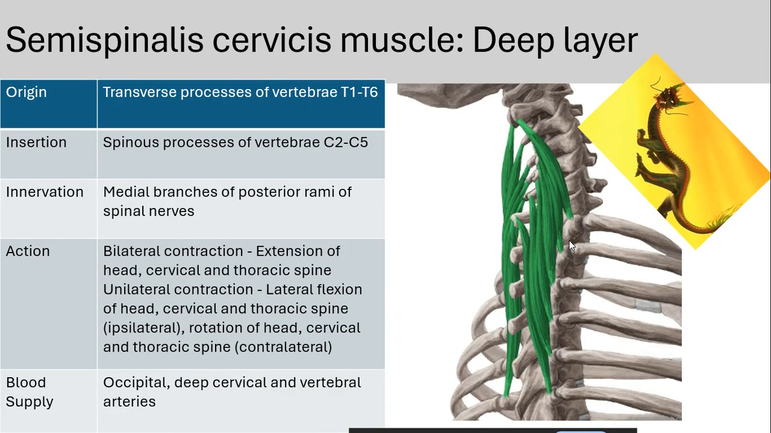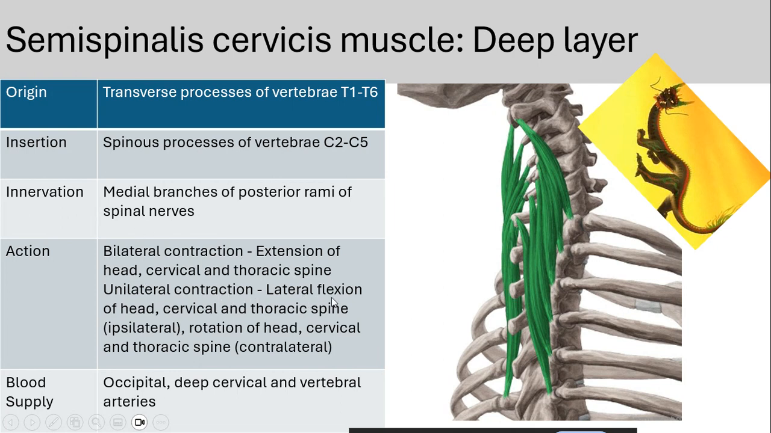Alright, so semispinalis cervicis muscle, deep layer. Remember this particular dragon? You know how it was flying in this direction? Remember that, because that's exactly how it's connected to the spinous process. As you can see, it's coming from the spinous process. Origin is transverse process. Insertion is the spinous process. Innervation: medial branches of posterior rami of the spinal nerves. It's connected to the spinal nerves. Action is bilateral contraction, extension of the head, cervical and thoracic spine. Why? Because it's connected to all of them.